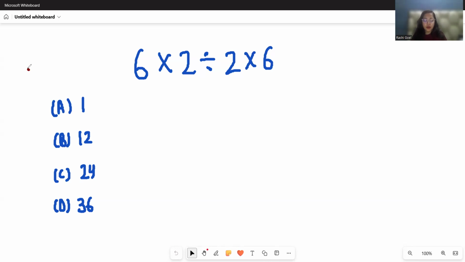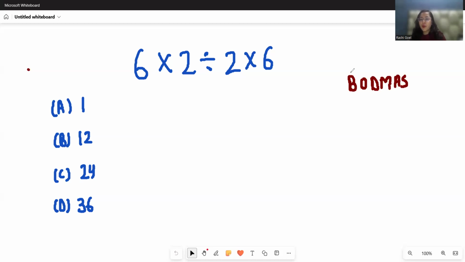So let's take a good look at this resolution. Some people solve it from left to right, some people solve it from right to left, but we are solving it by a rule called the BODMAS rule, which helps us choose the operation we have to solve first.